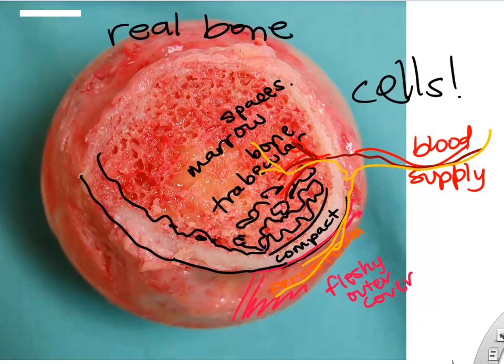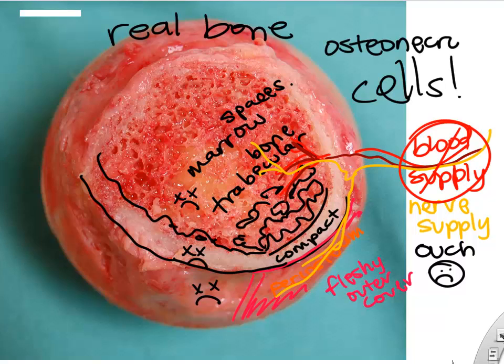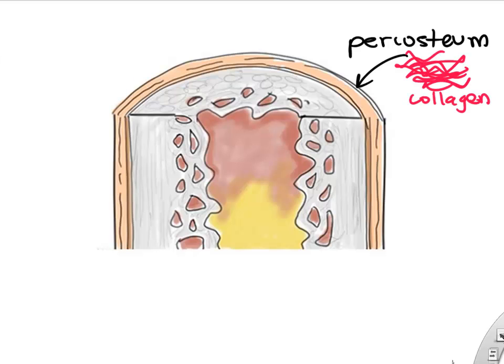We also have a nervous supply as well, so that's why if you've ever broken a bone, it hurts so badly. Sometimes your blood supply can be interrupted to your bone, and in that case, we get a condition called osteonecrosis or avascular osteonecrosis, which can cause death to your bone. Again, we have this fleshy outer cover of bone called the periosteum.